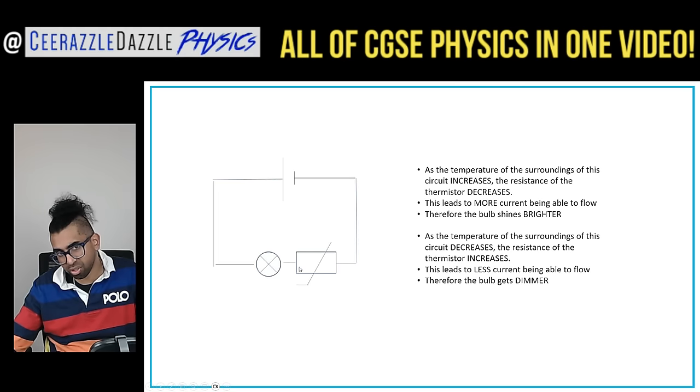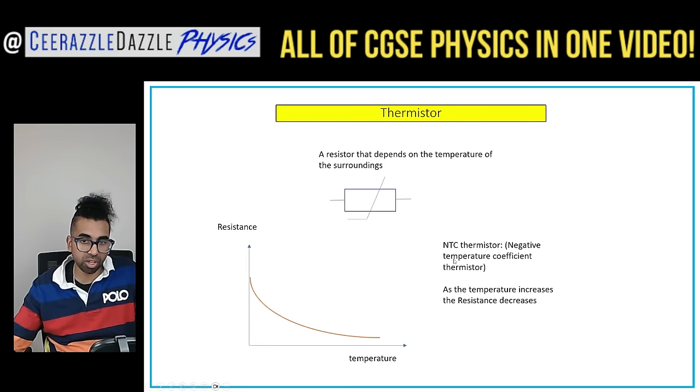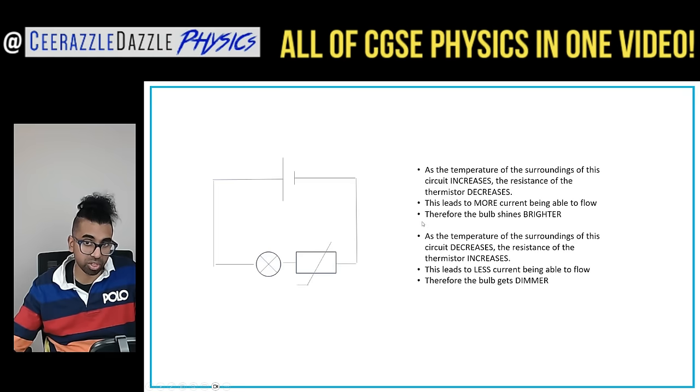So make sure you can use a thermistor in a circuit, you know how it will influence the rest of the components. And by symmetry, if the temperature of the surroundings decreases, obviously, we know that the resistance will increase and therefore the current drops down, therefore the bulb will get dimmer. So make sure you can use this graph when you're tackling those questions over here.